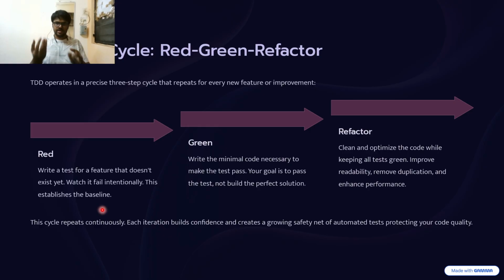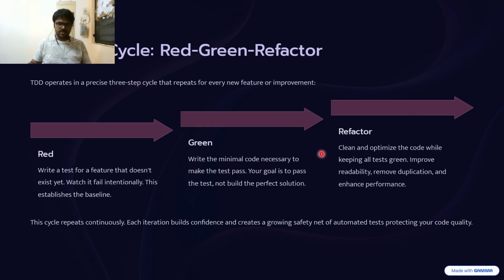So basically, whenever you're introducing a new feature, before you start building the code, you develop test cases which define what the function or feature is supposed to do. Now, obviously, when you execute it the first time, it will fail because we haven't started building the software yet. Now, green: write the minimal code necessary to make the test pass. So basically, we're making a prototype which satisfies the test cases we built in the first place. The goal here is to pass the test, not to build the perfect solution.